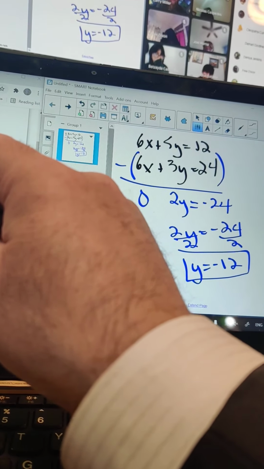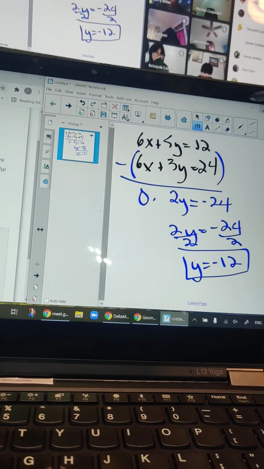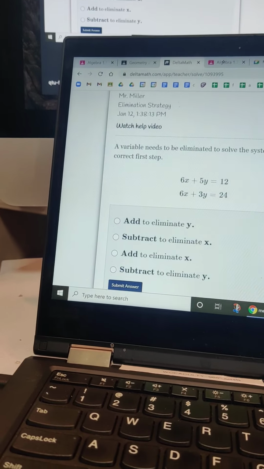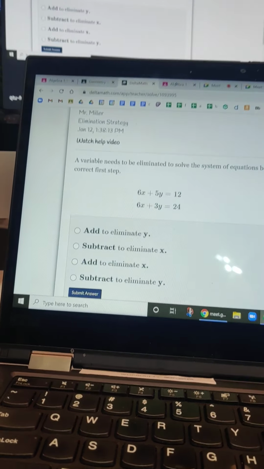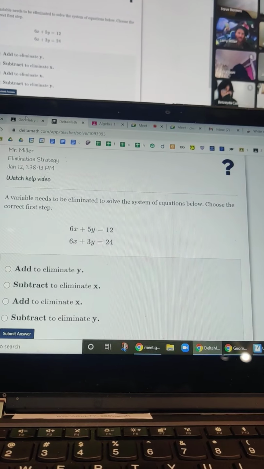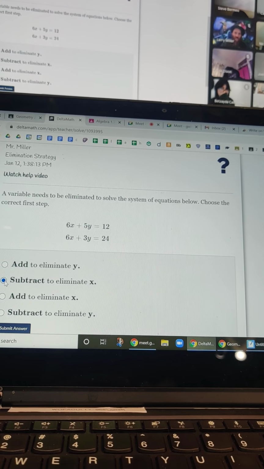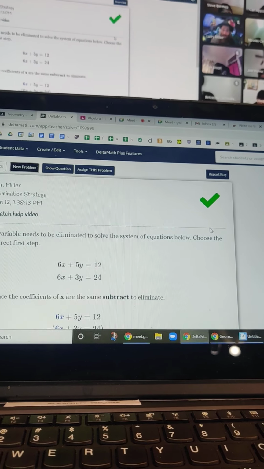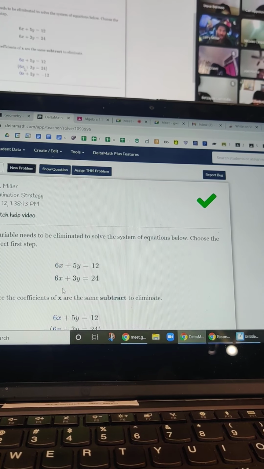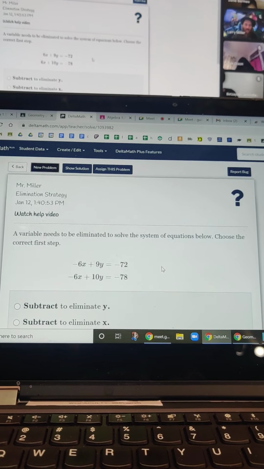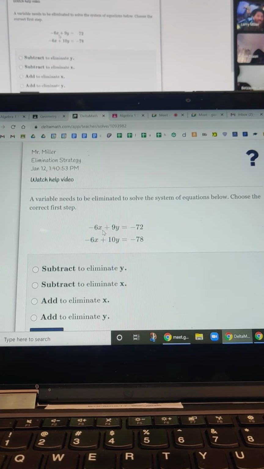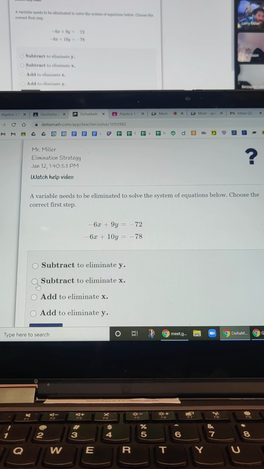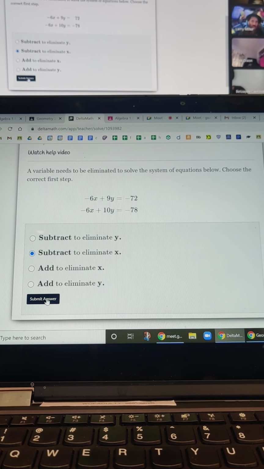That's our whole point. So we'd be subtracting to get rid of those x's. All right, that's our goal here. That's our whole idea: subtract to eliminate x. That's it. You're not solving it at all. See, it shows the same thing. So again, over here, same deal. We would subtract to eliminate the x's. That's it. Subtract to eliminate x.